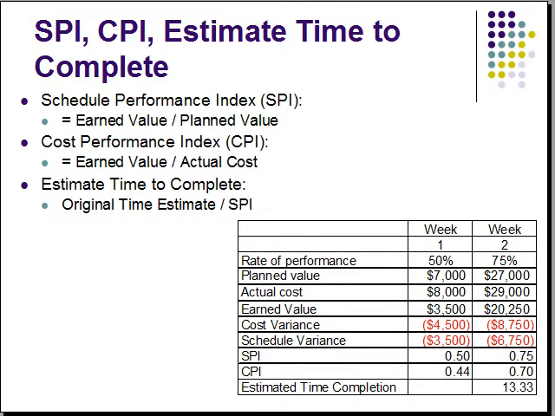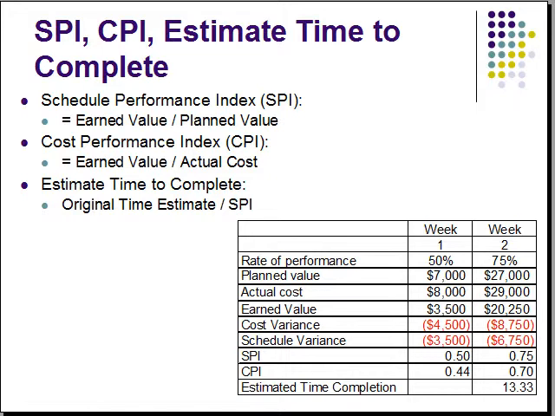The schedule performance index is calculated by dividing earned value by planned value. This ratio can be used to project time overruns. Here, the SPI is 50% in week 1 and 75% in week 2.